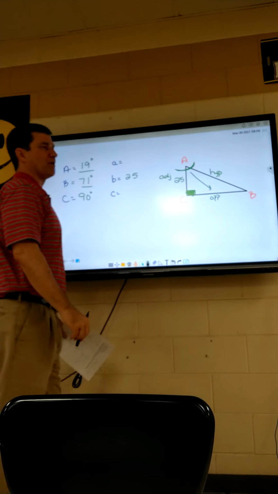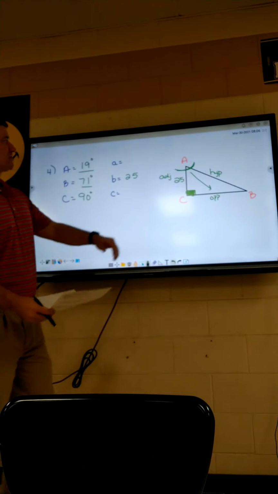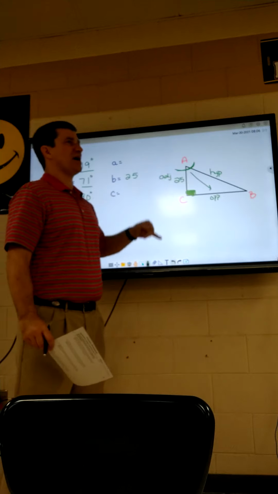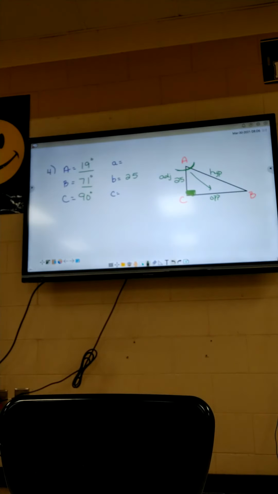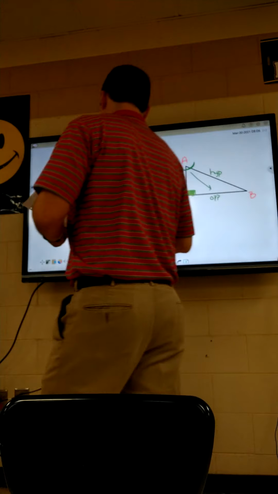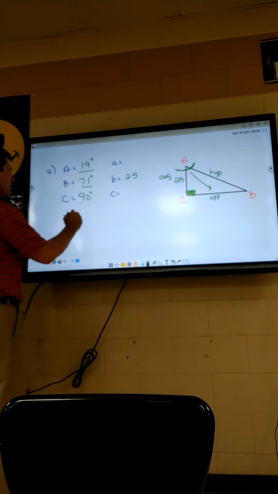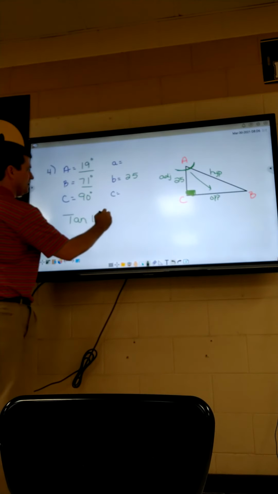Something we learned yesterday: since the number they gave me is on the adjacent side, I've got to pick a formula that has the word adjacent in it. So we can either pick cosine or we can pick tangent. Just for kicks, let's pick tangent. When you set it up, you'll do tangent of 19 equals.